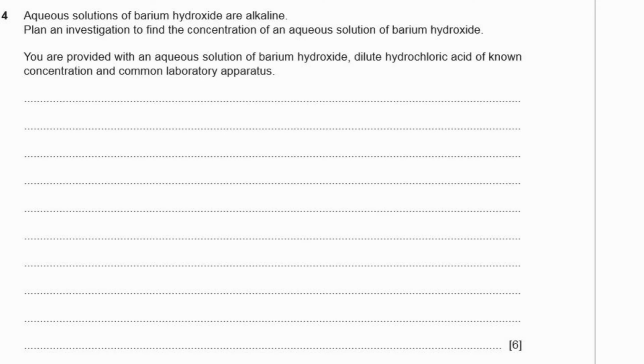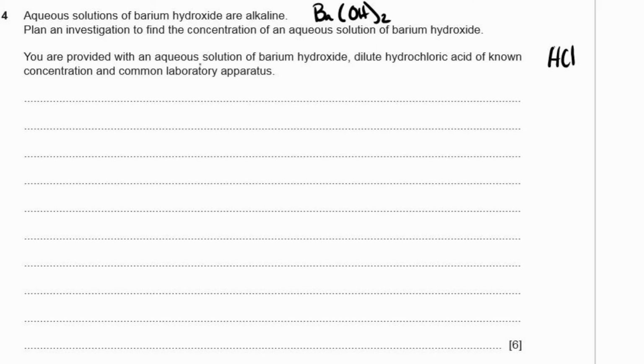So what is this experiment for question 4? Aqueous solutions of barium hydroxide are alkaline. Okay, so barium hydroxide, Ba is Ba2+, hydroxide is 1-, so it's Ba(OH)2. Plan an investigation to find the concentration of an aqueous solution of barium hydroxide. You are provided with an aqueous solution of barium hydroxide and dilute hydrochloric acid of a known concentration. So hydrochloric acid, HCl, okay, and common laboratory apparatus.